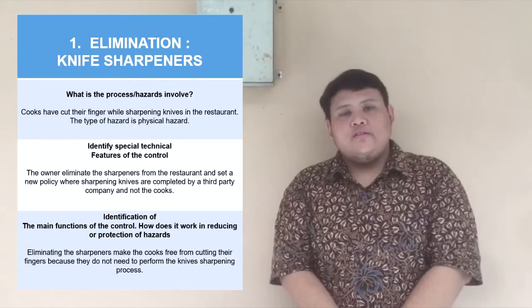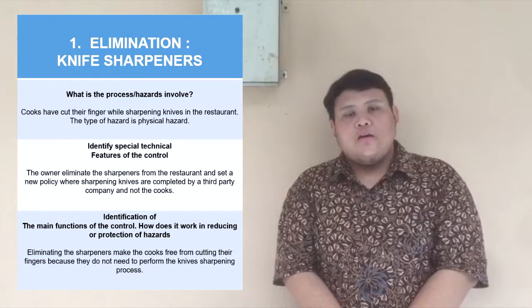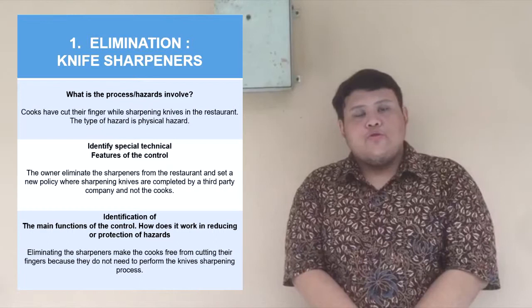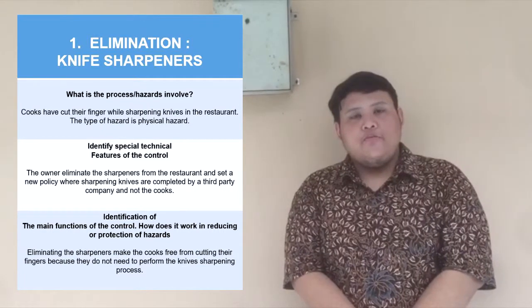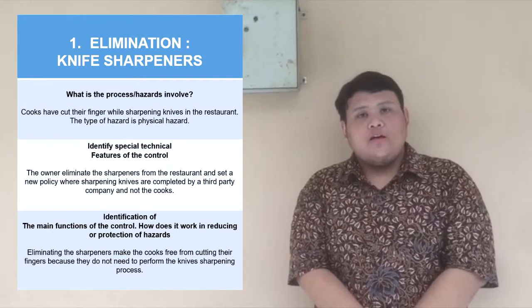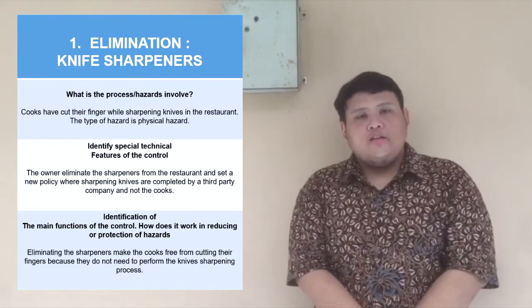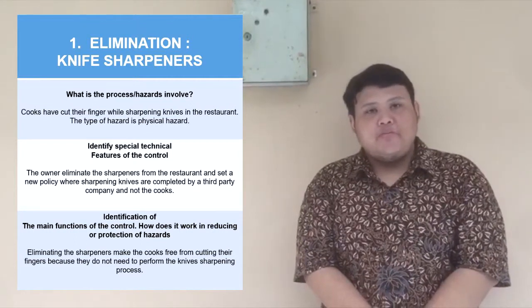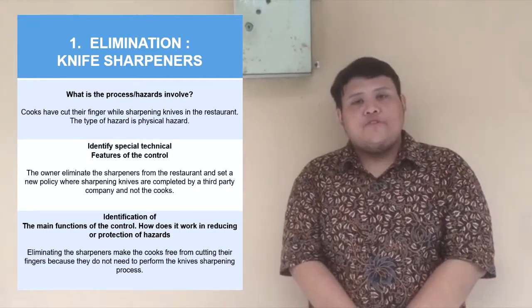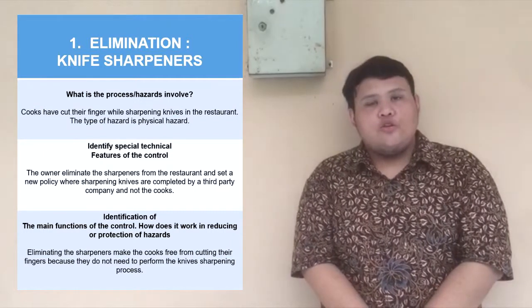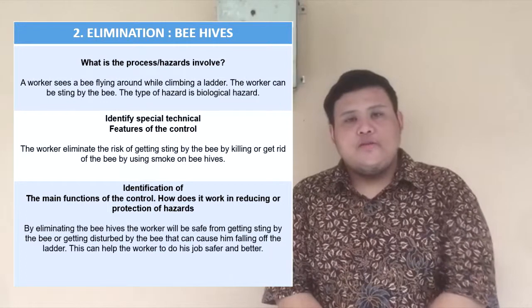First table is the elimination table. The hazard is the cooks getting cut from sharpening their knives. The way to control the hazard is the owner eliminates the knife sharpener by setting a new policy where the knife sharpening is handled by a third party company. Eliminating the knife sharpener makes the cooks free from cutting themselves while cooking.